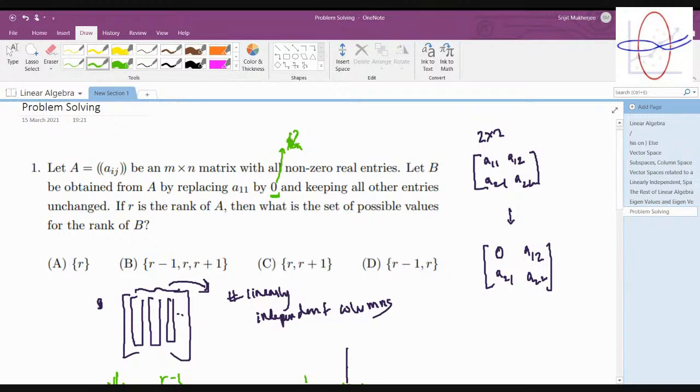My question to you is that for an n cross n matrix, the maximum rank is n. How many changes do you need to change the rank of the matrix? Suppose you're making alpha changes. What is the possibility of the rank? Is it r minus alpha to r plus alpha? You can prove it.